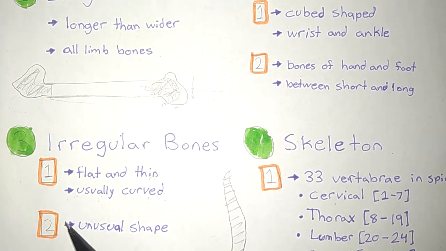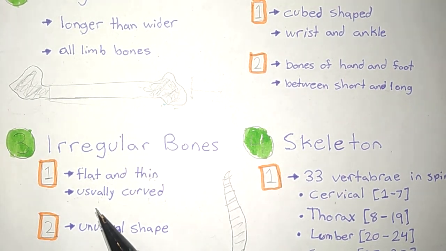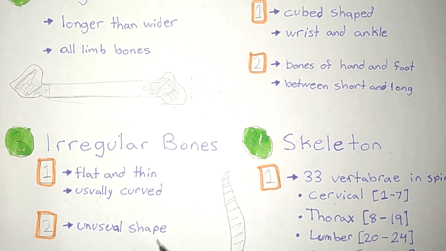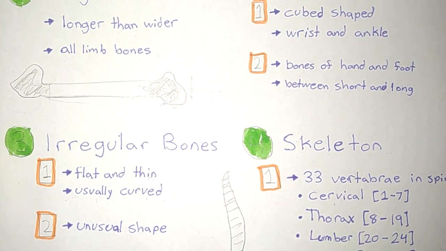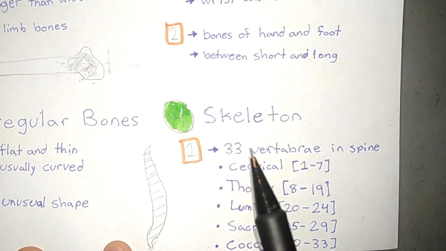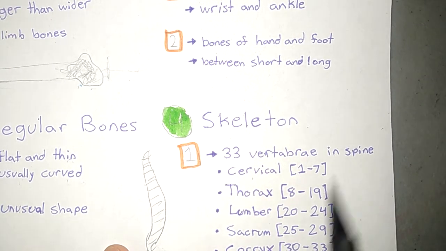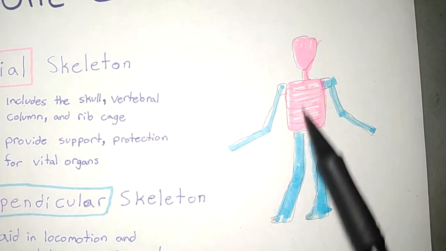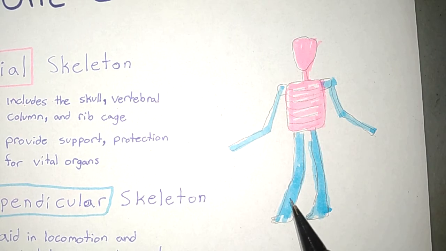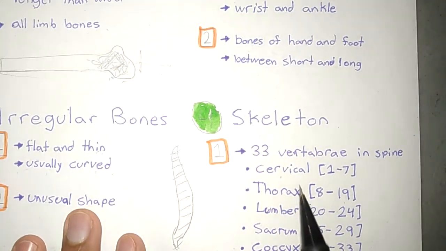The second class is the unusually shaped ones, which literally don't have a shape. They're just random in shape. And lastly, we have the skeleton. It's classified as the skeletal bone. And that basically goes back to how we originally classified the bones as axial and appendicular. Because I explained it then, I'm not going to explain it now, except that we're going to focus more on the spinal cord.